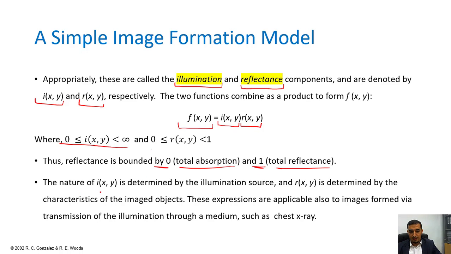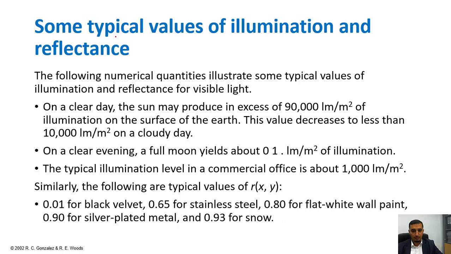The nature of the illumination depends on the source, and the reflection is determined by the characteristics of the image. These expressions are also applicable to images formed by transmission and illumination through mediums such as X-ray, gamma rays, and MRIs, like we talked about in the previous week. So these are some examples.